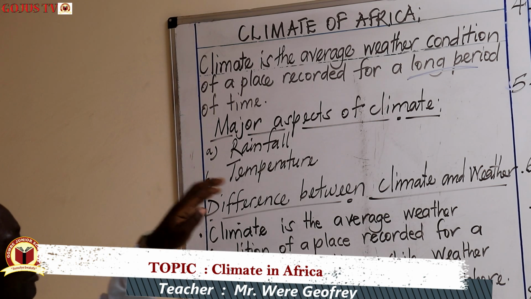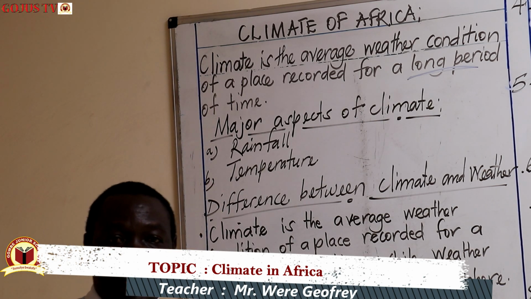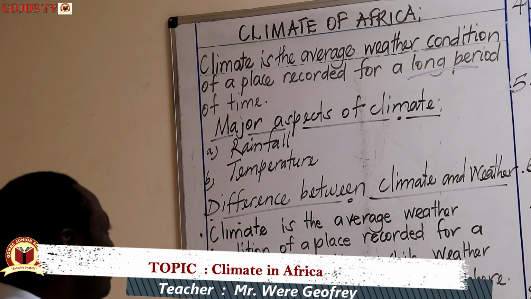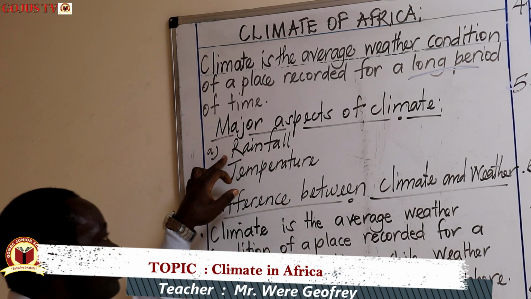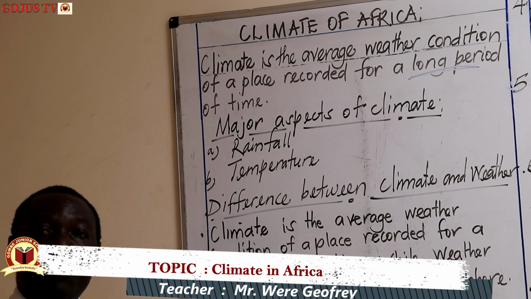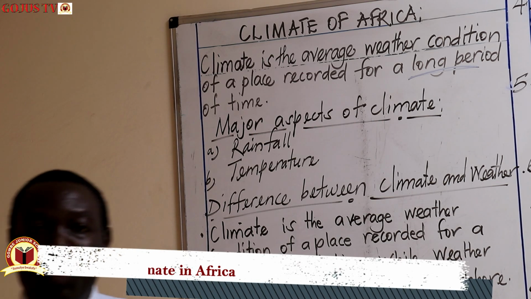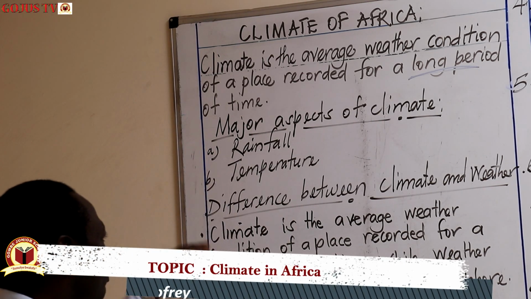Now, what are some of the major aspects of climate? There are only two major aspects of climate. The first one is rainfall. The second one is temperature. These are the two major aspects, the components of climate.